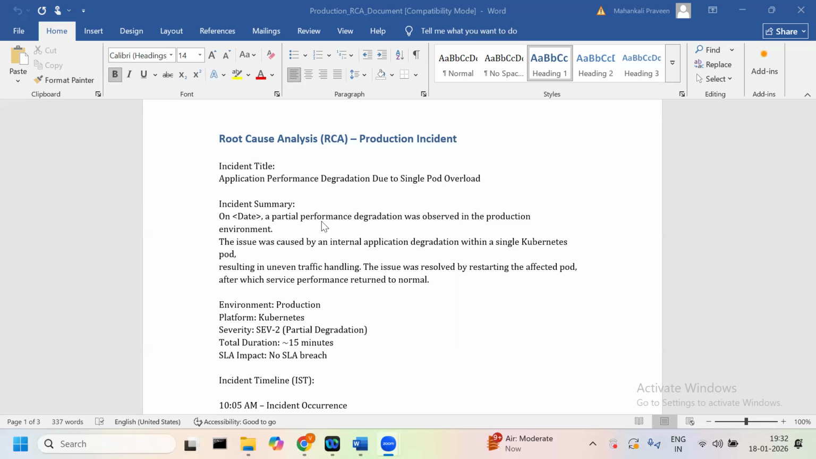The summary: partial performance degradation was observed in the production environment. This issue was caused by internal application degradation within a single Kubernetes pod. As a result, traffic was handled unevenly, and the issue was resolved by restarting the affected pod. After restarting that pod, services returned to normal. So before, there was huge, uneven traffic, and whenever we restart the pod, the services should return to normal.